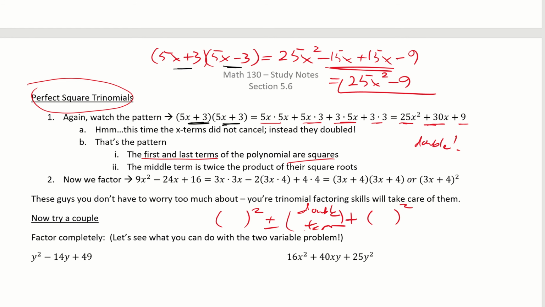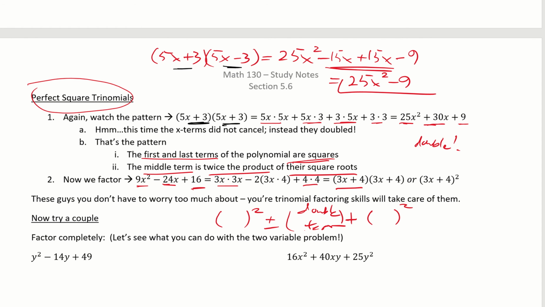So if you're looking, that's really rather sketchy, I know. So first and last terms are squares. The middle term is twice the product of their square roots. So here's an example. You've got 9x squared. Okay, you've got 16. So I'm saying it's 3x times 3x and 4 times 4. But in the middle, if you take 3 times 4, it's 12. If you double it, you get 24. So a person who's into this would say, it's a perfect square trinomial.